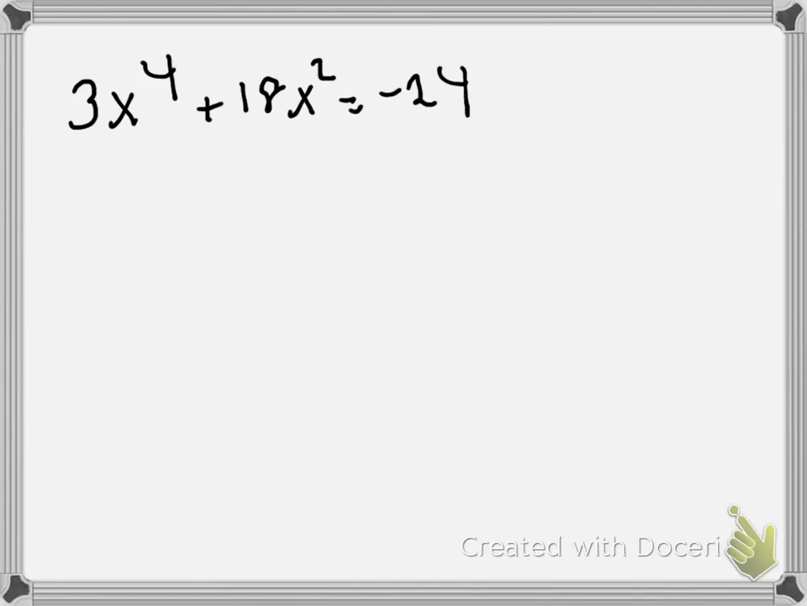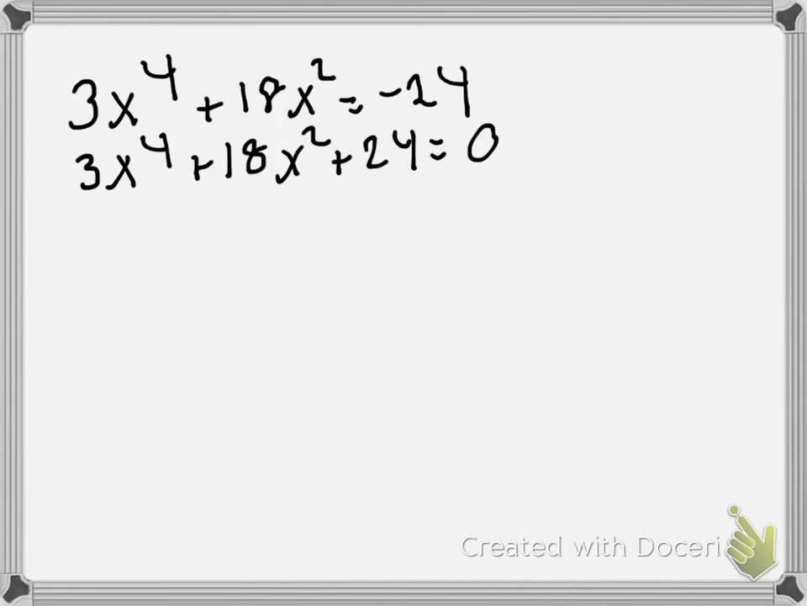So let's go on to page 2 to number 11. Number 11 says 3x to the 4th plus 18x squared equals negative 24. Well, the first thing I'm going to do is get rid of that negative 24, right? Move that over, so I'm going to have 3x to the 4th plus 18x squared plus 24 is equal to 0.